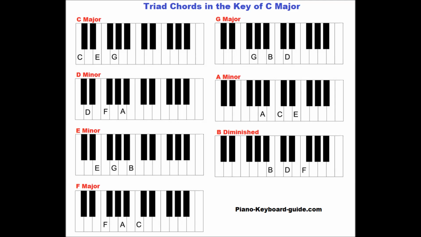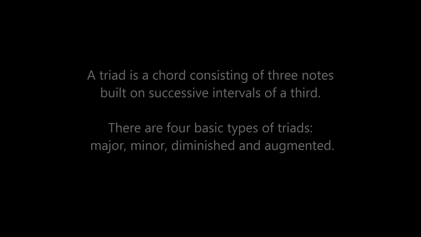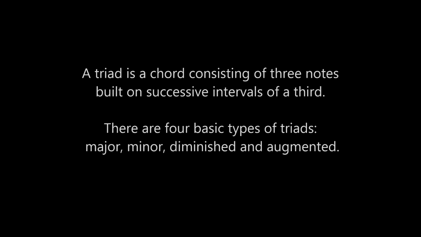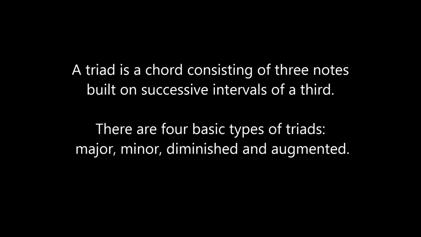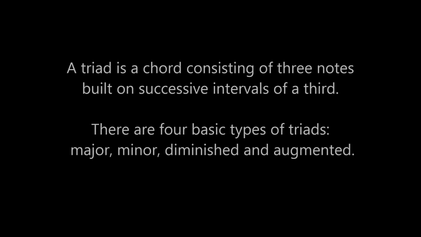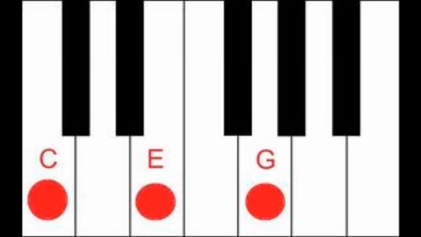Let's proceed. We will start by looking at triads. What is a triad? A triad is really a three-note chord which consists of a root note as well as the third and fifth notes above it. For example, C major is a triad. It consists of the notes C, E, and G. C is the root, E is the third, and G is the fifth note.